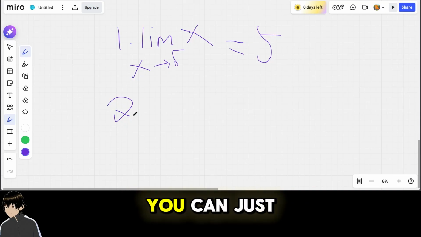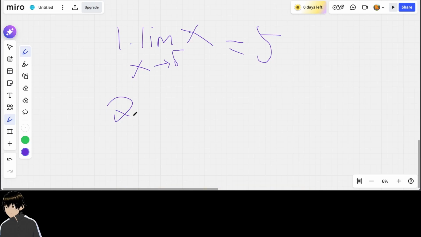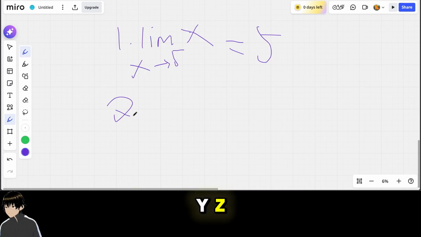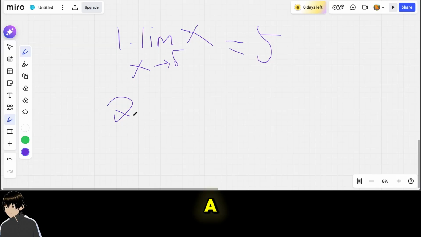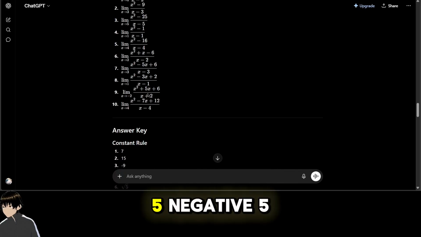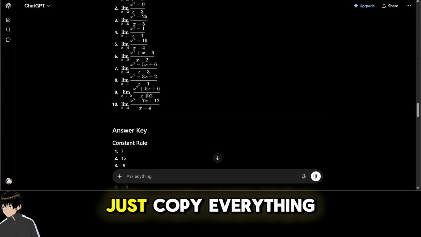For the identity rule, you can just look at the answer sheet right here. As long as there is a variable like x, y, z, whatever, the answer is going to be a. Let's check. Okay, so we're correct. 5, negative 7. That's correct. Just copy everything.